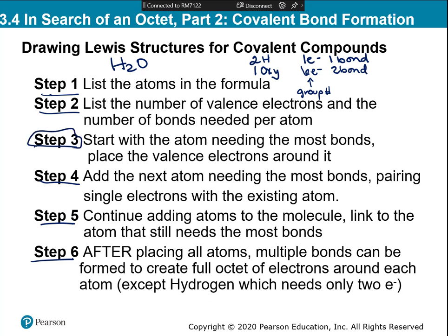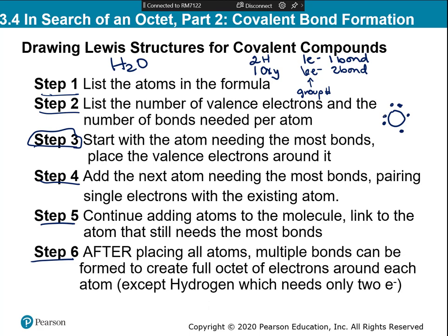Now, step 3, I'm going to put down the atom that needs the most bonds and put its valence electrons around it. The one that needs the most bonds is oxygen, so I'm going to put 6 dots. When you put your 6 dots around, make sure 2 sides have 2 electrons and 2 sides have 1 electron each. That makes it 6. Don't put 2, 2, and 2. Make sure that you spread them out. So in my oxygen, I have 6 electrons, and I don't care which sides, but 2 sides need to have 2 dots, and 2 sides should have a single dot.